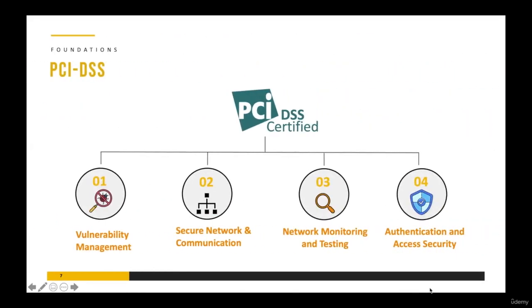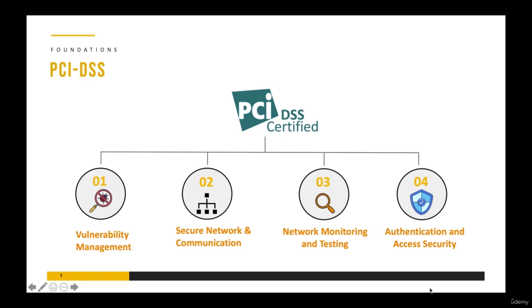The third one is PCI DSS, which is aimed at protecting credit card data. Companies which want to be compliant with PCI DSS must do the following. The first one is vulnerability management, which means that companies should have an appropriate vulnerability management program in place, which basically scans for any possible vulnerabilities and addresses them. The second one is secure network and communication. Companies must employ appropriate tools in order to encrypt and secure their end-to-end communication.